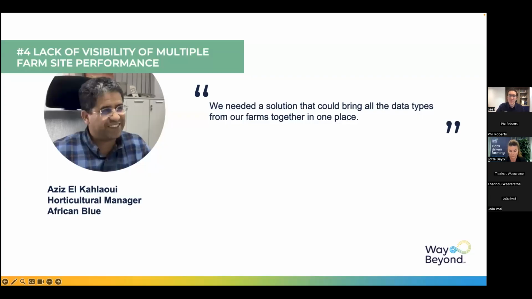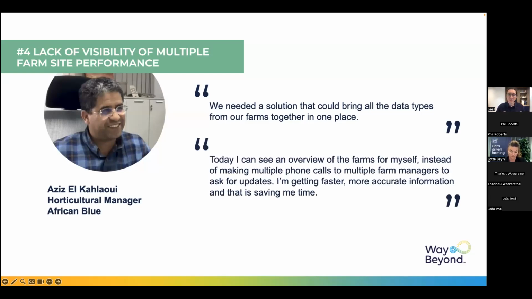Mr. Aziz told us we needed a crop monitoring and managing solution that could bring all of the data types from all of our farms together in one place to be visualized in real time. With this, we could get a better understanding of what was going on, and it would provide me with insights into crop development across all of our farms without needing to be at the farms themselves. Today, I can see an overview of the farms for myself, instead of making multiple phone calls to multiple farm managers to ask for updates. I'm getting faster, more accurate information, and that's saving me time.